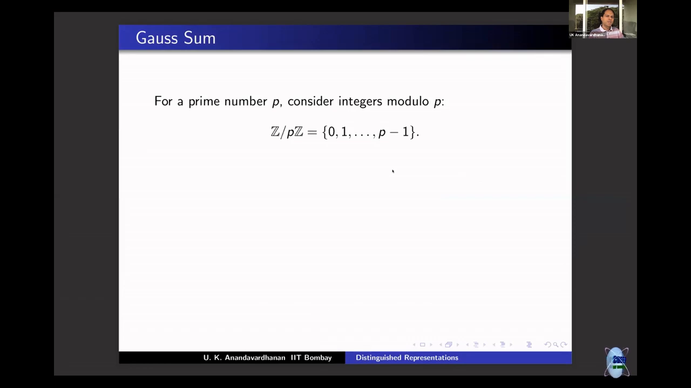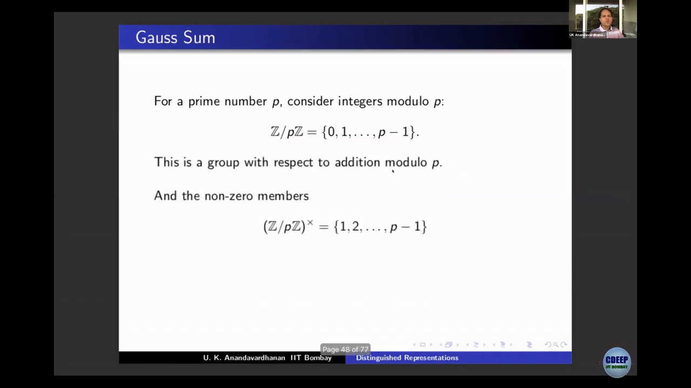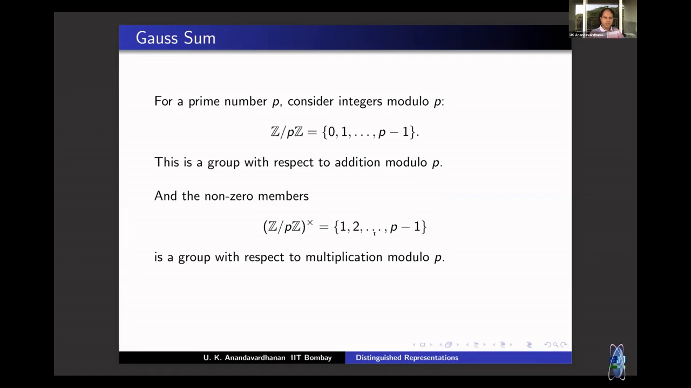You take numbers modulo a prime number p, and you also take the non-zero numbers there. So you have 0 to p minus 1, and the second set does not have 0. The first one behaves well with addition modulo p, of course, and the second one behaves well with multiplication modulo p. These are two very different structures.